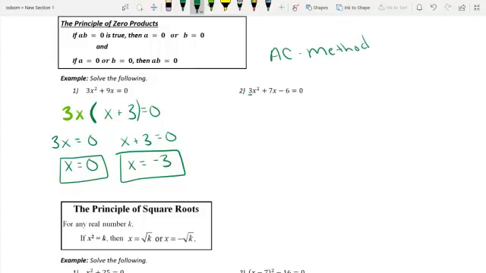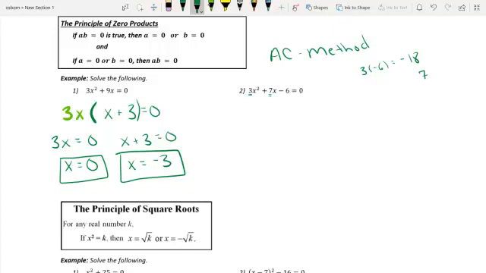Now recall that the AC method means that I need two numbers that multiply to give me the product of a times c. So they're going to multiply to give me 3 times negative 6, which is negative 18. But they're going to add up to give me whatever this b term is. So it may take a little while, but you should find that that would be 9 and a negative 2.